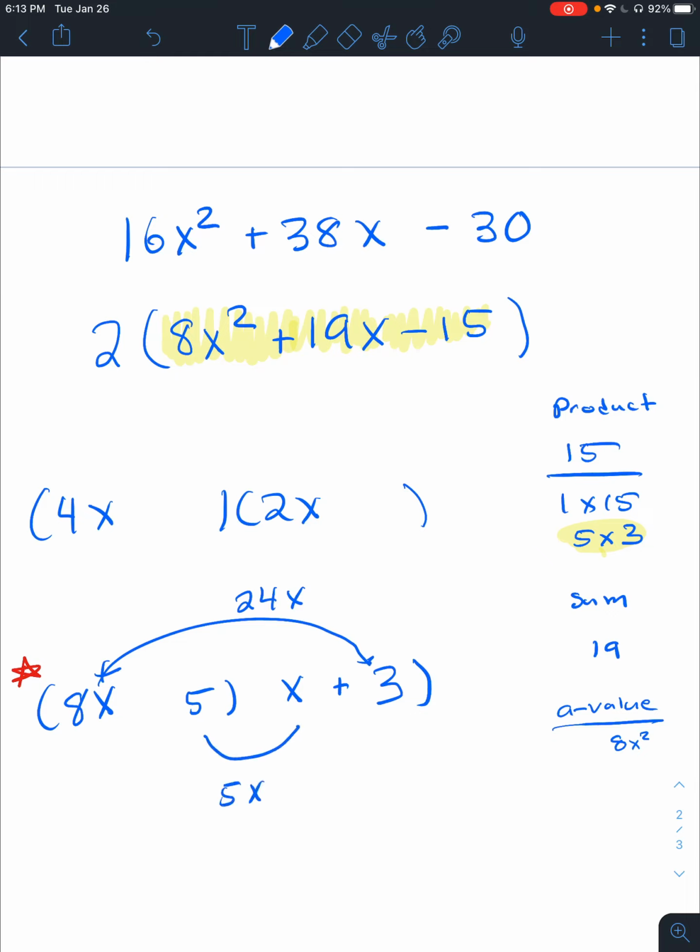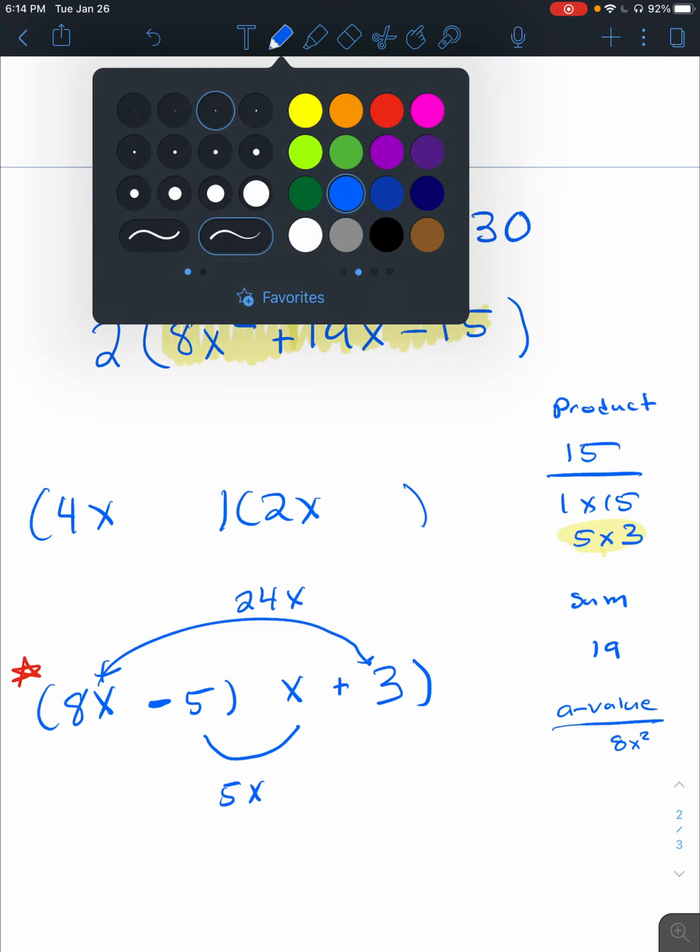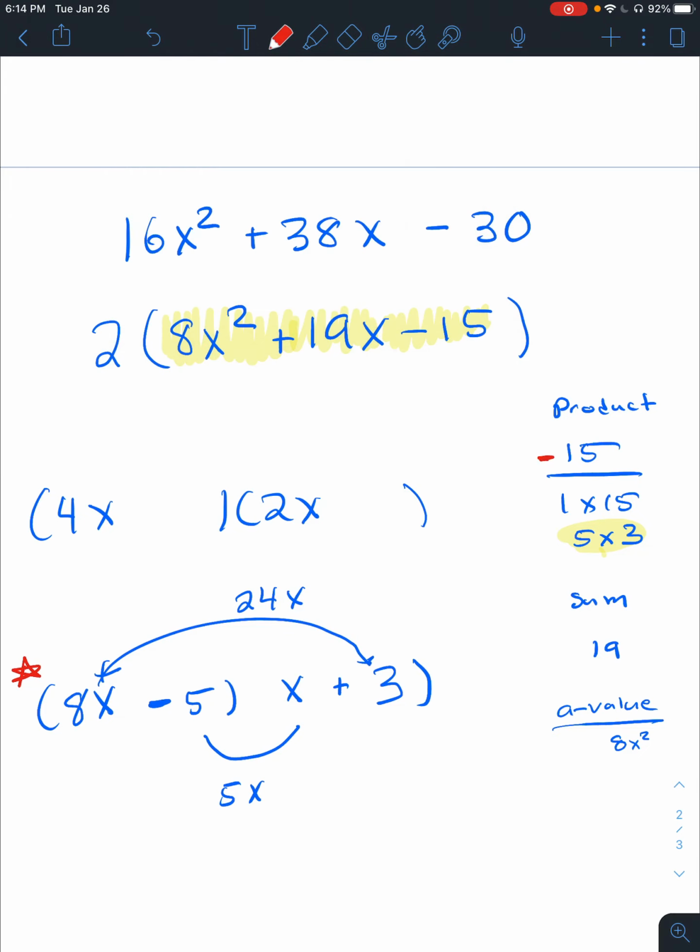So let's think about it. Do we want 5 to be positive or negative? Well, it has to be negative because our product is actually negative 15. So if our product is negative 15, we know the signs always have to be plus or minus in some type of order.